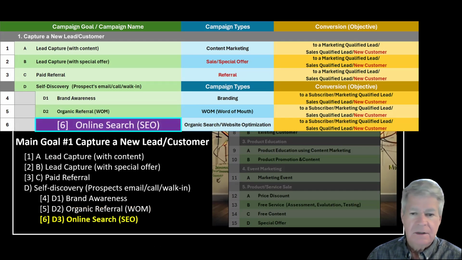Campaign 6 is an online search SEO, also listed here as campaign D3. The campaign type is organic search or website optimization. The conversion and objective is to a sales qualified lead or to a new customer. SEO is an important best marketing practice. Be sure your website and online content is optimized for SEO.